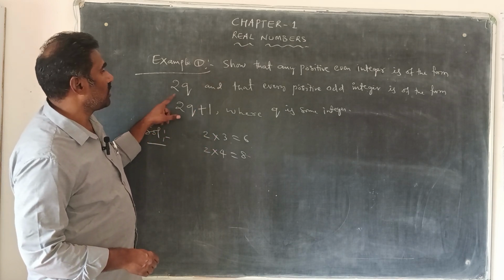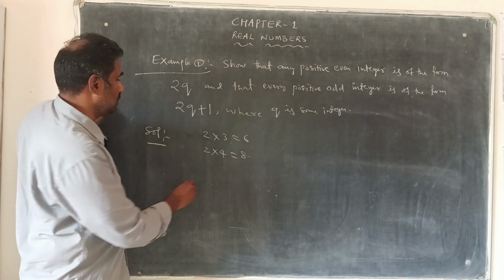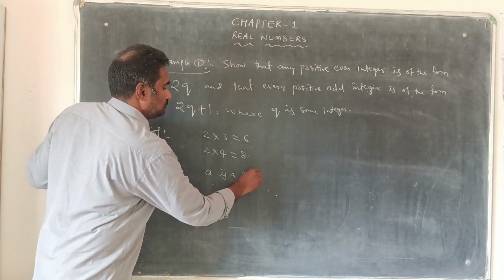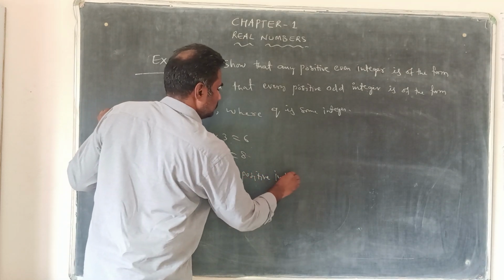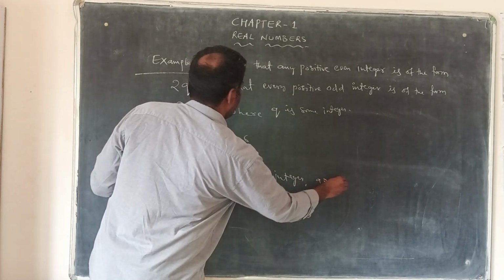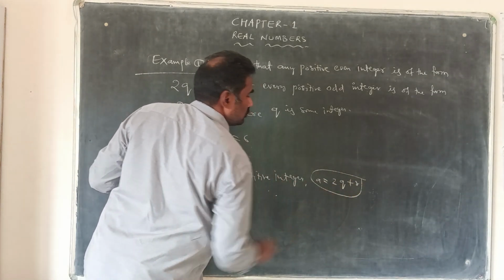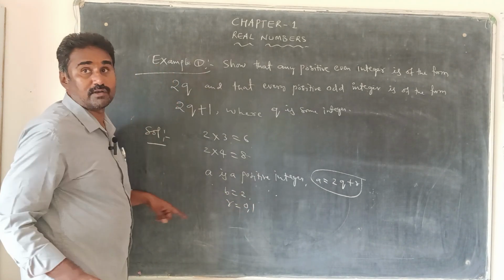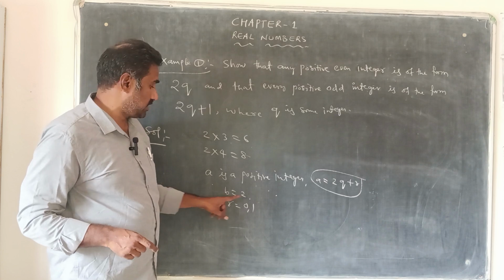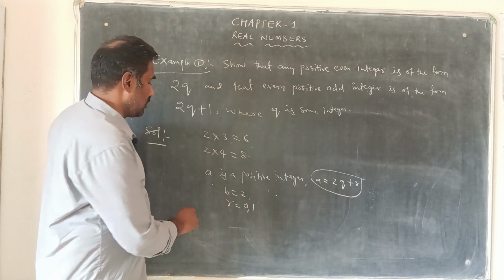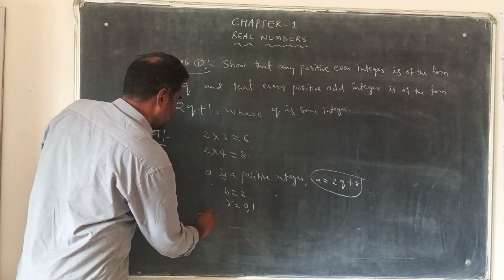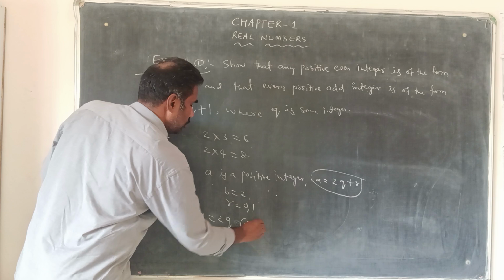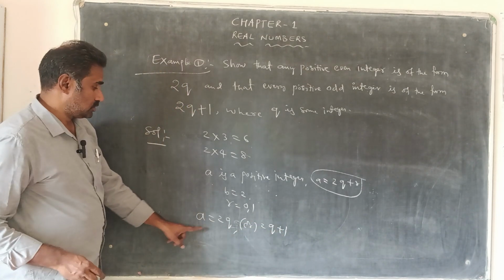But here what is asked is any positive integer. So by the division algorithm, a is a positive integer, so a is equal to 2q plus r. Here b is equal to 2. So what is the r value? 0 and 1. You remember that the remainder is always less than the number with which you are dividing. So what I get here is a is equal to 2q or 2q plus 1.